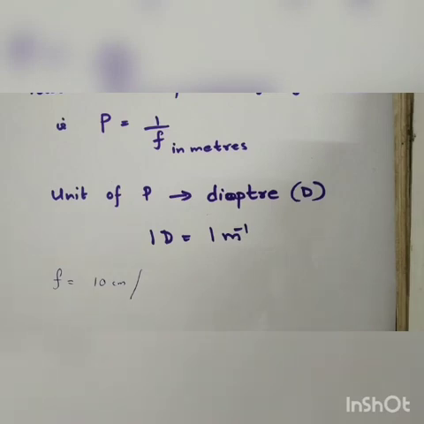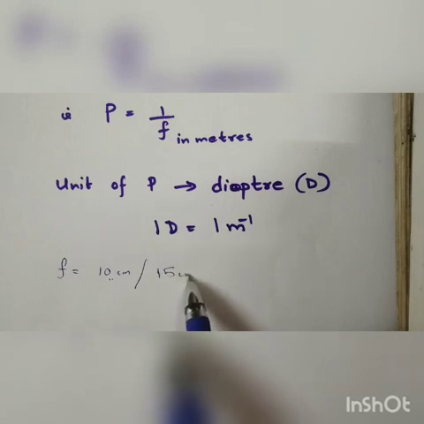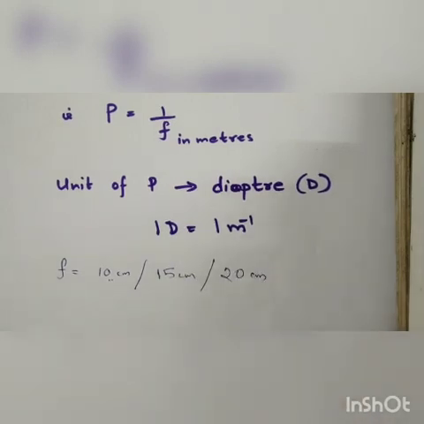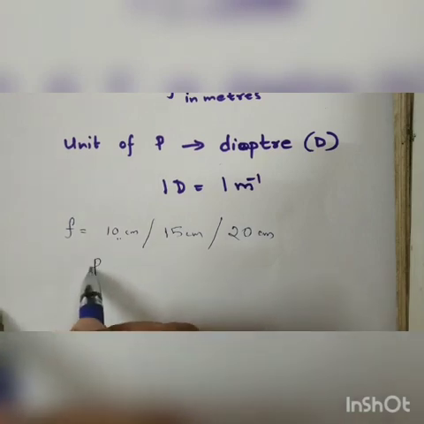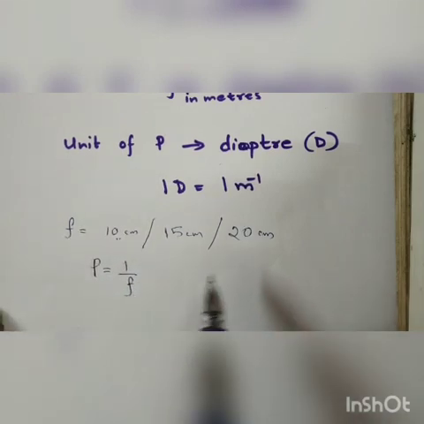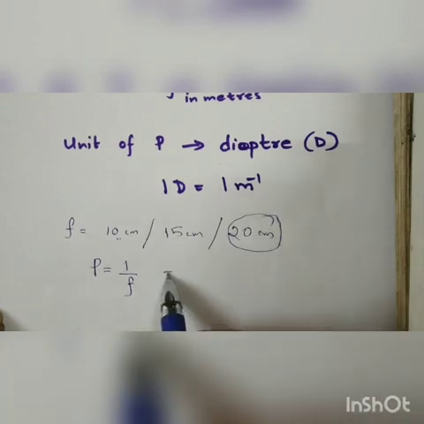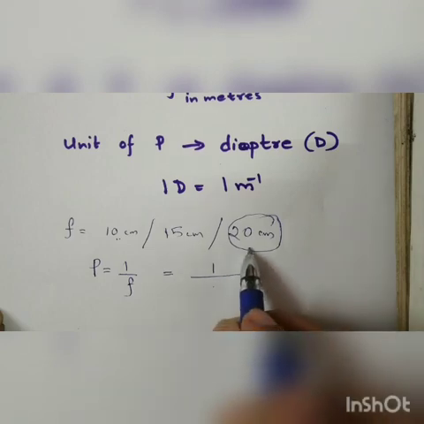Now in your lab, you will be handling convex lenses, and usually their focal lengths are 10, 15 or 20 centimeter. So if this is the focal length, what will be their power? How do you find out power? What is the formula? P is equal to 1 by f. So what will be the power if focal length is 20 centimeter? P is equal to 1 by focal length. How much is it in this case?